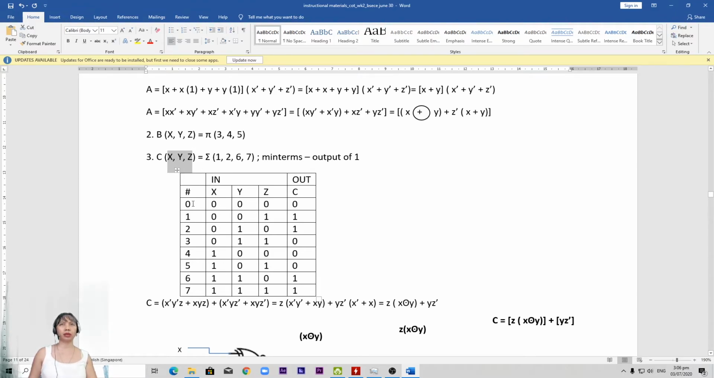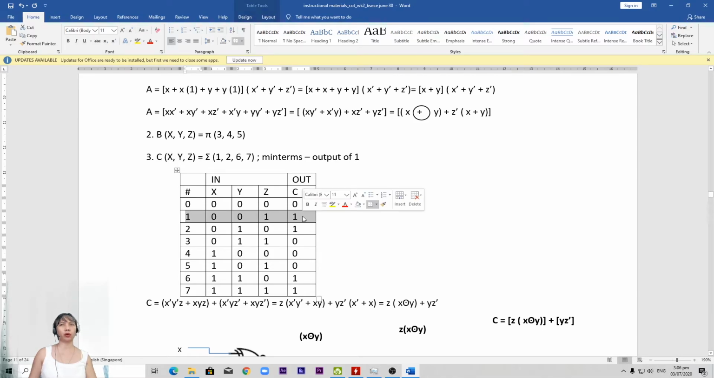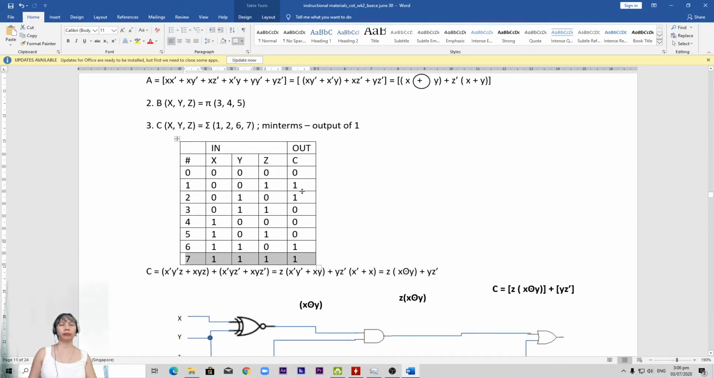For minterm numbers, starting from 0, we have an output of 1 for 1, 2, 6, and 7. Then the rest are 0. Okay, so then simplify. For minterm 1, we have x is 0, y is 0, z is 1, so we have x prime, y prime, z. Plus, next, x is 0, y is 1, z is 0, so we have here x prime, y, z prime.